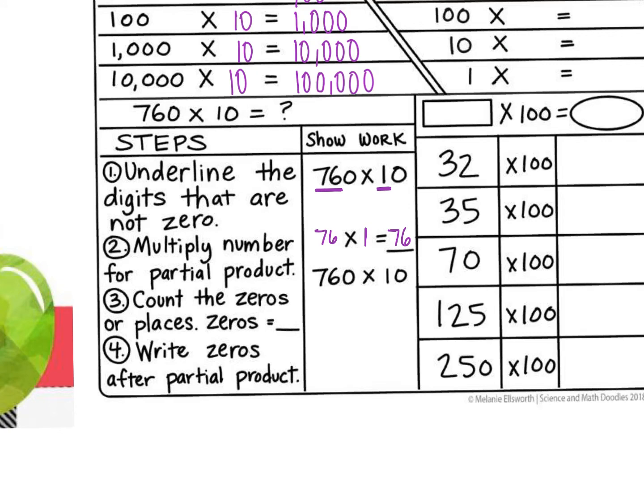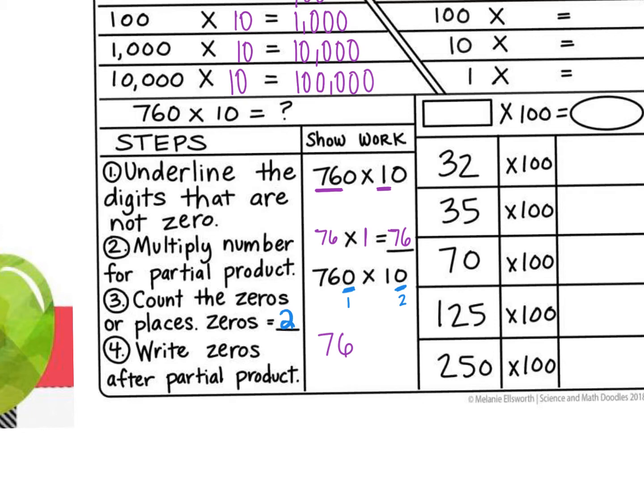Now I want to count the zeros that I have in this problem. I have 2. Going back to my original problem, 1, 2 zeros. So over here in step 3, after I count the number of zeros, I'm going to write 2 there. Step 4 says write zeros after the partial product. So I'm going to take my partial product, which was 76, write that down here, and put 2 zeros after it.